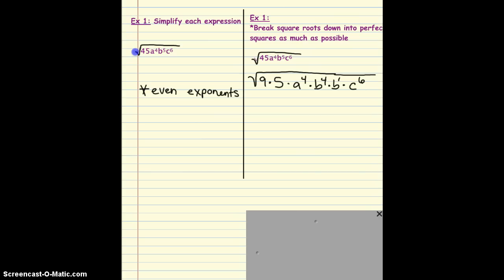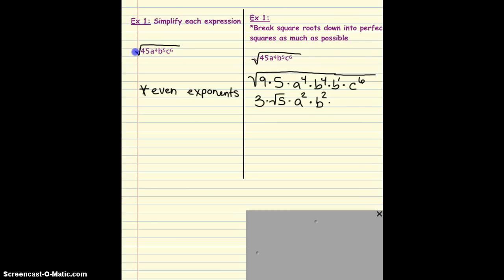Well, I know square root of 9 is 3. Square root of 5 has to stay square root of 5. Square root of a to the 4th, I should put my multiplication signs in here. Sorry. The square root of a to the 4th is a squared. A squared times a squared is a to the 4th. B to the 4th, the square root of that is b squared.